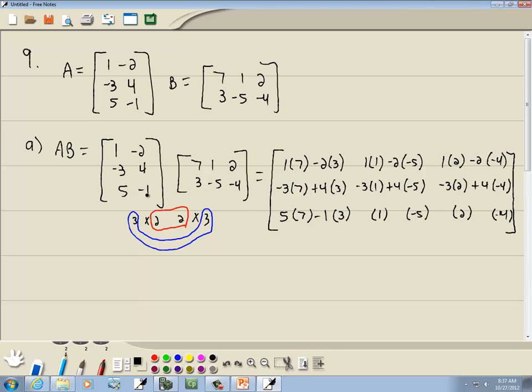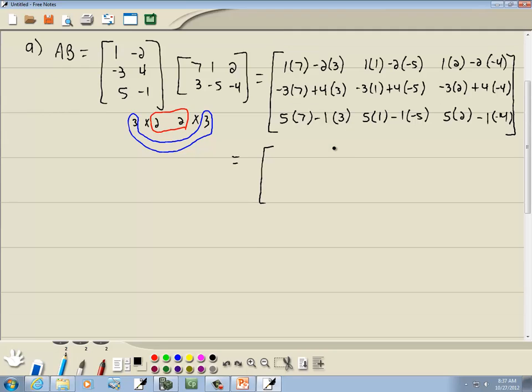Then this last row times the second column. So 5 times 1, and negative 1 times negative 5. Notice the pattern. 5, 5, 5, negative 1, negative 1, negative 1. Now that will help reduce the number of errors you might have on these. So if you're doing it by hand, look for that pattern. You don't necessarily want to use that completely, but that'll help you to spot possible problems.